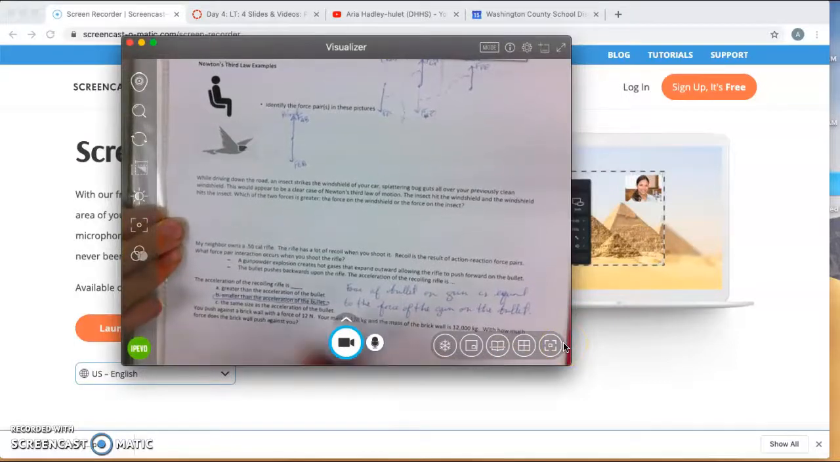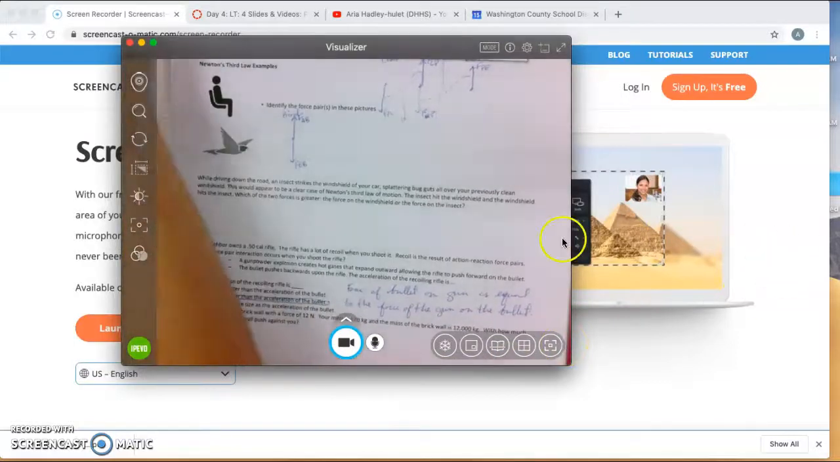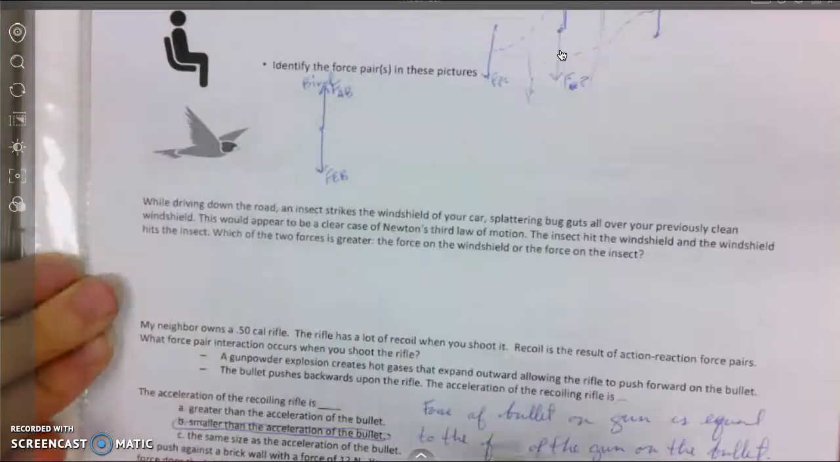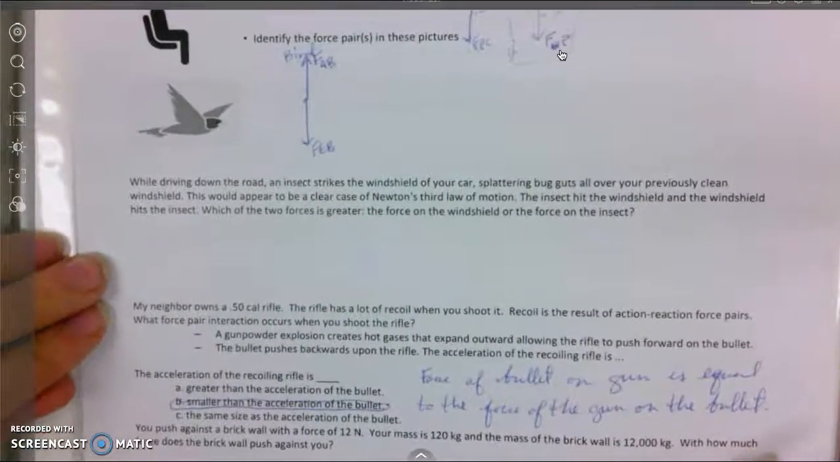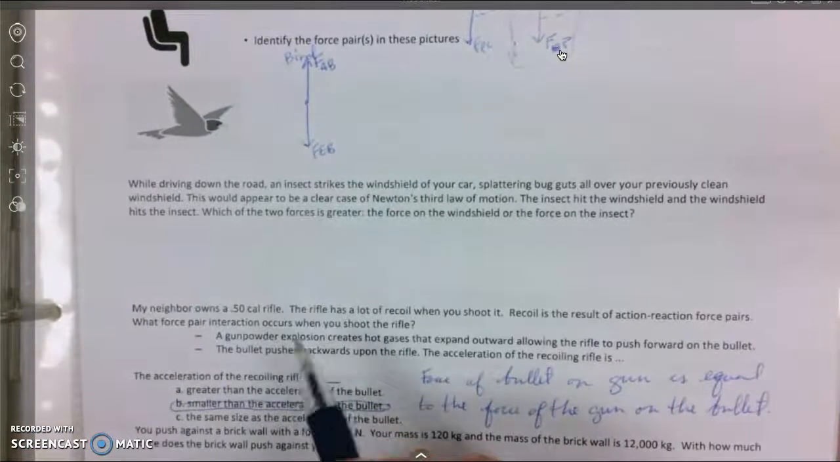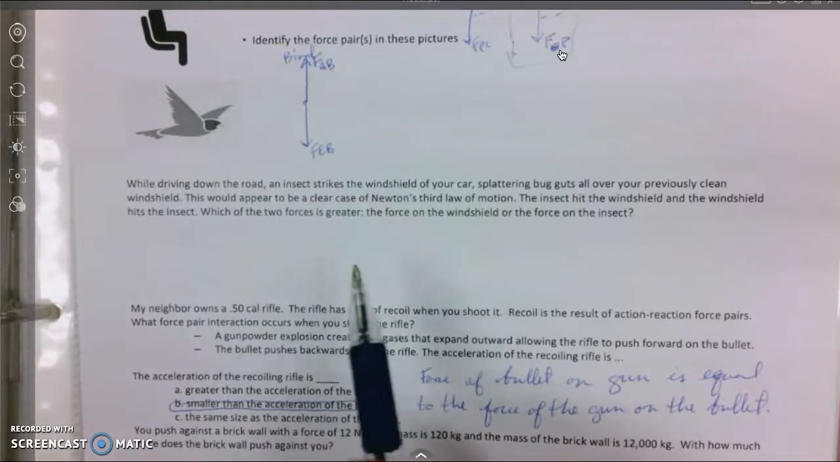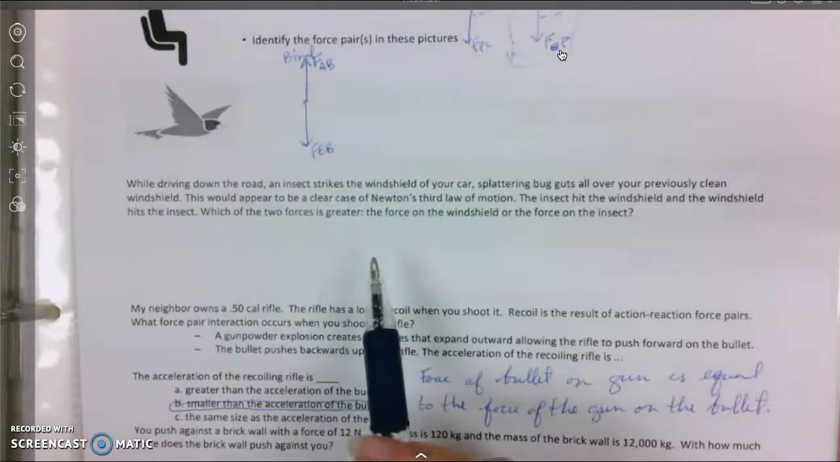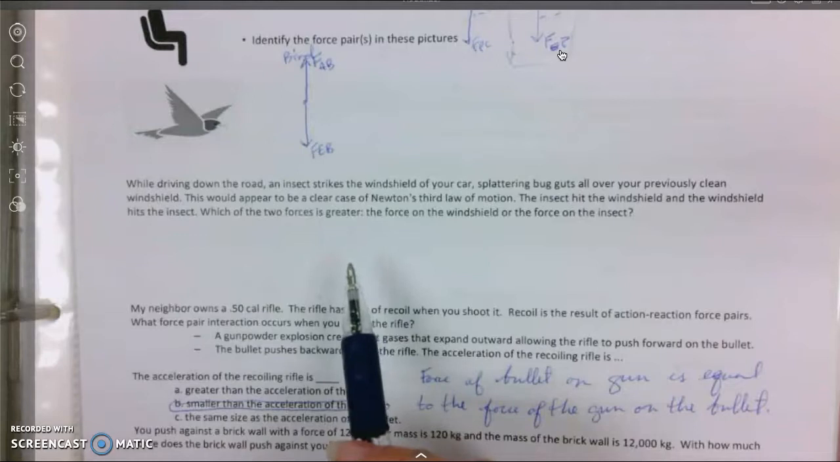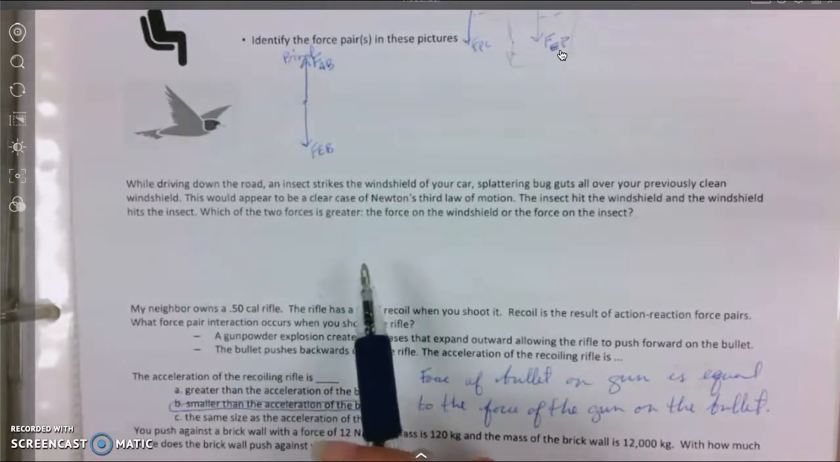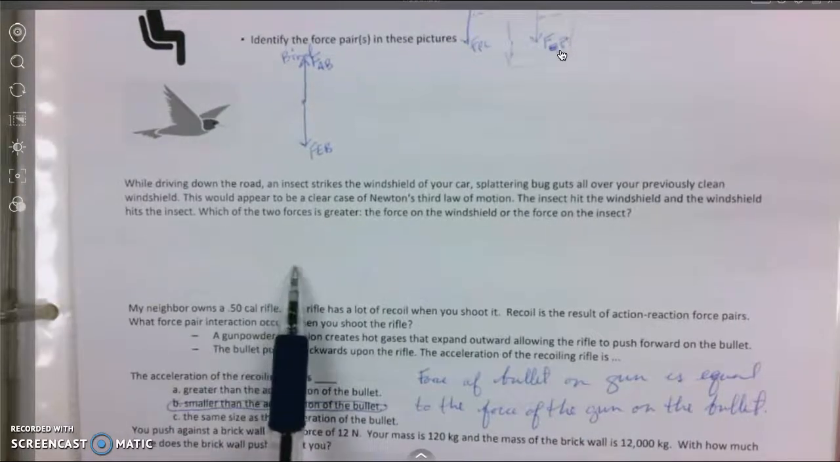Okay, let's talk through this question with the bug. The common misconception here is that because the bug was obliterated, we like to think that the force of the windshield on the bug is greater than the force of the bug on the windshield, but that is not the case. They are equal and opposite to one another.